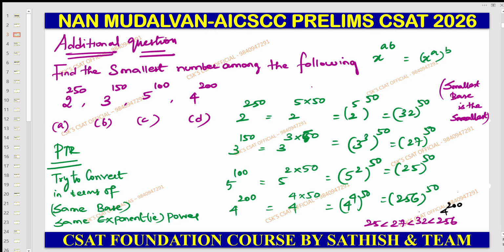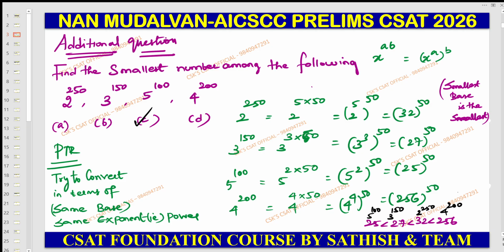32 is nothing but 2 power 250. 27 is nothing but 3 power 150. 25 is nothing but 5 power 100, right? So therefore 5 power 100 is the smallest. If the question here is the smallest, then 5 power 100 is the correct answer. If the question is largest, then 4 power 200 is the largest.